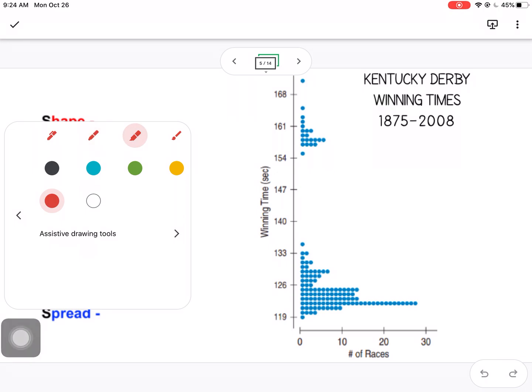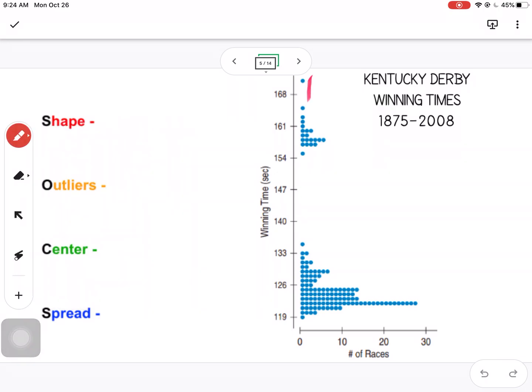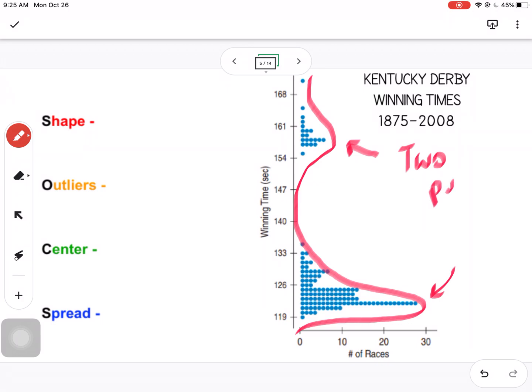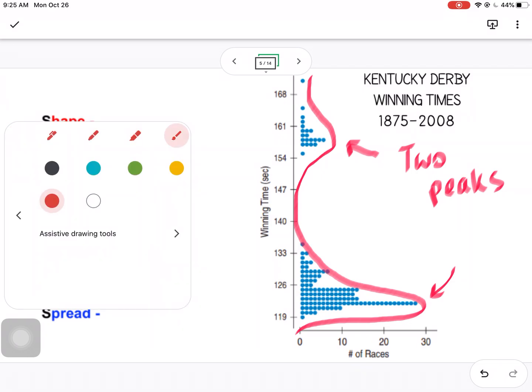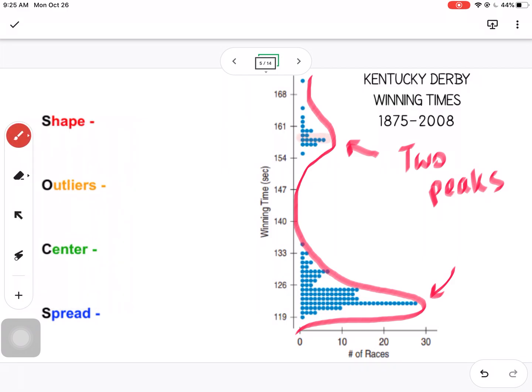So let's look at the shape first. If I were to draw the shape of this graph, I feel like it would be something like this. And if you notice, there are two peaks. There are two modal groups. There's this one, and then there's this one. So we can call this graph bimodal.